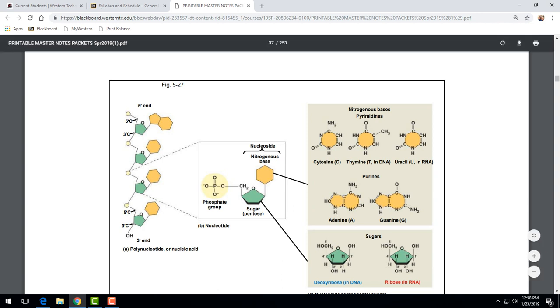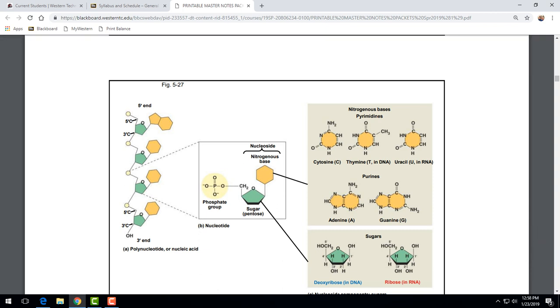But bonded to that sugar is a nitrogen base, or nitrogenous base. And there's five different nitrogen bases: cytosine, thymine, uracil, adenine, guanine. Based on their chemical structure, the more simplified structure, a single ring, we call these the pyrimidines. So cytosine, thymine, and uracil fall into the category of pyrimidines. And purines are adenine and guanine, and they're made up of the double ring structure.